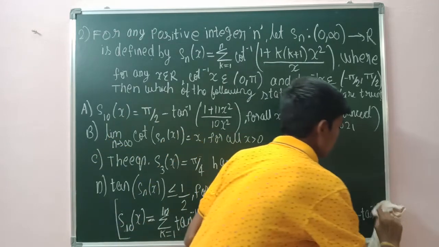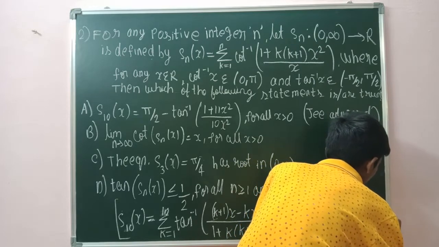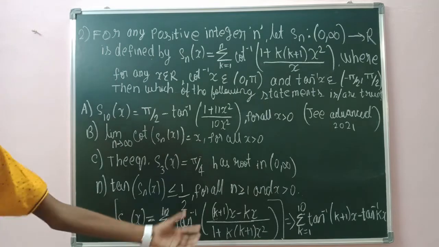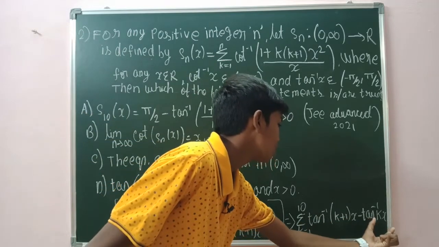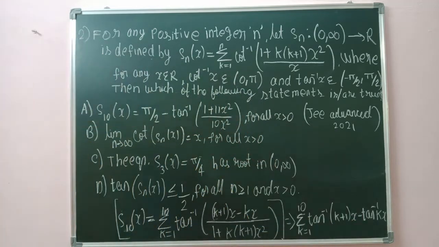I hope you guys can understand what I am trying to say here. I am just using tan inverse of a minus tan inverse of b is tan inverse of (a minus b) by (1 plus ab). So using that, I can write tan inverse of a minus tan inverse of b as tan inverse of (k plus 1)x minus tan inverse of kx. That's all. Very simple, na? I hope you can understand the methodology.